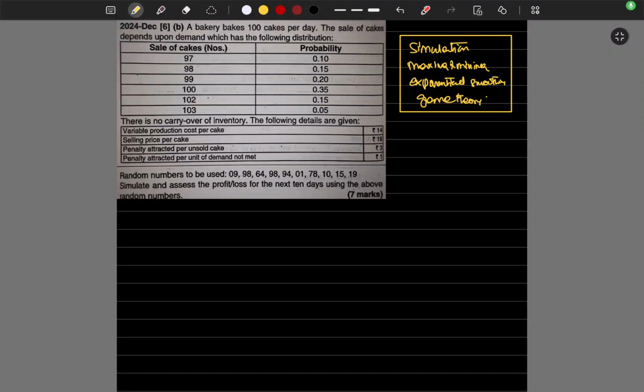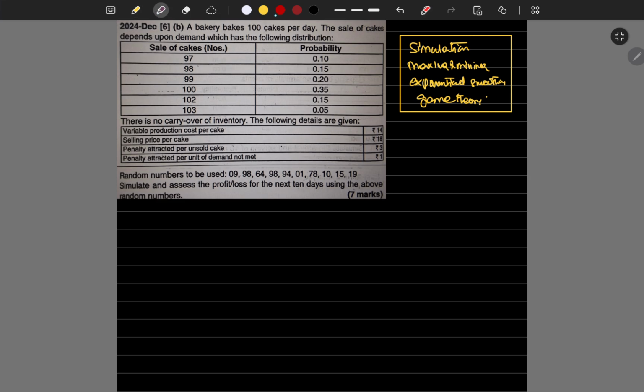Welcome back. Today we are going to solve a problem from SCM QT part, and we are going to cover problems from simulation, maxima, minima, exponential smoothing, and game theory. Four problems we are going to cover in this video. Those are all previous year questions only. We'll quickly solve the problems and get into it.